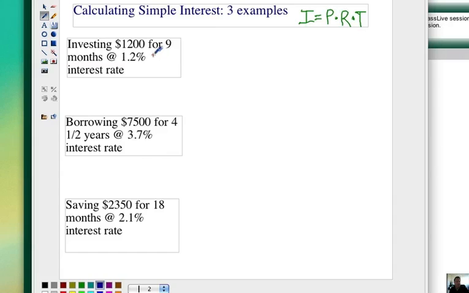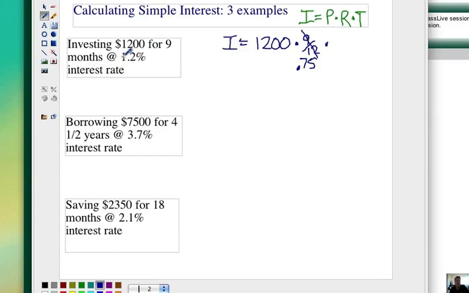So, first example, investing $1,200 for 9 months at 1.2% interest rate. We're going to calculate interest, and the principal, which is P, is of course $1,200. Now it says 9 months. We're not going to put a 9 here, because T is time in years, so it's really 9 out of 12 months. Always change that to what part of a year that is. 9 out of 12 is 3/4 of a year, so it's 0.75 of a year. Make sure you convert that.